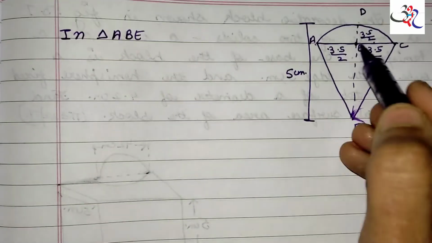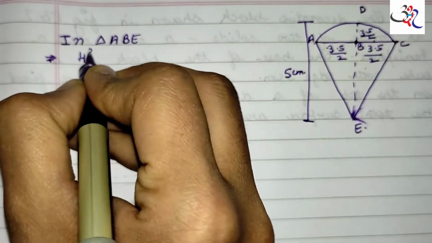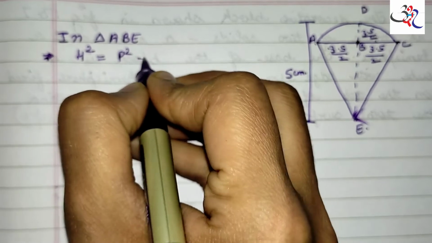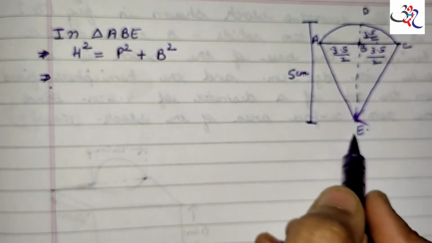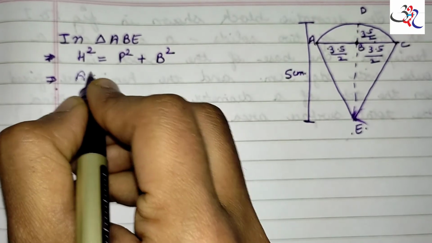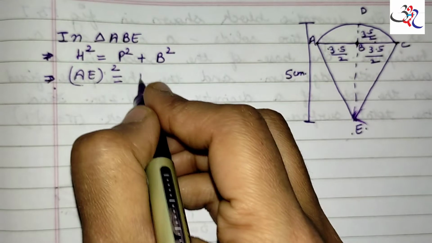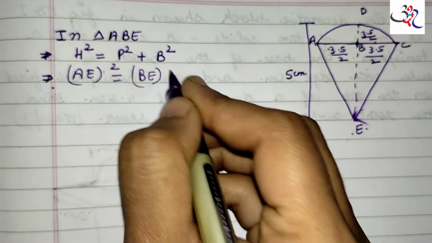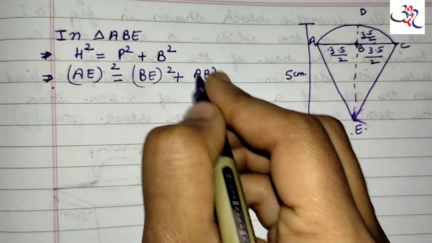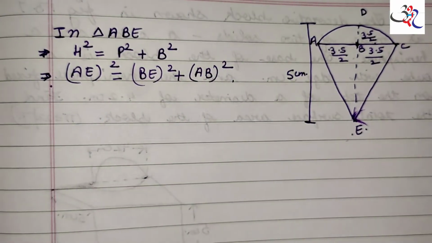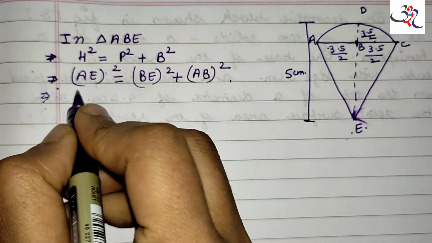ABE, this triangle ABE, what can I apply? I can say that hypotenuse square is equal to perpendicular square plus base square. So hypotenuse is my AE, so AE square is equal to perpendicular BE square plus base, which is my AB square. Okay, so now you can see that AE square is what?